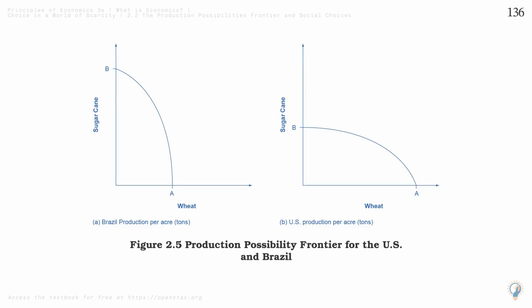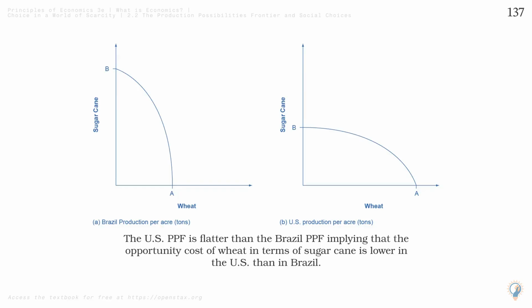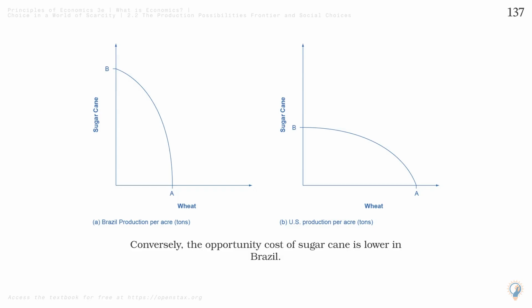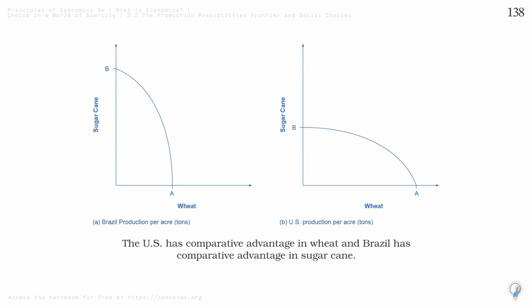Figure 2.5, Production Possibility Frontier for the US and Brazil. The US PPF is flatter than the Brazil PPF, implying that the opportunity cost of wheat in terms of sugarcane is lower in the US than in Brazil. Conversely, the opportunity cost of sugarcane is lower in Brazil. The US has comparative advantage in wheat, and Brazil has comparative advantage in sugarcane.